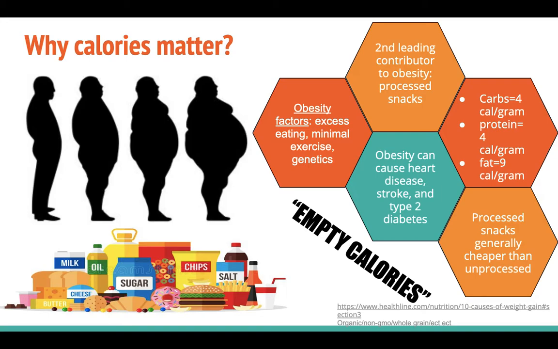Obesity can be the root of many other health issues, including heart disease, stroke, and type 2 diabetes. Carbohydrates provide 4 calories per gram, proteins provide 4 calories per gram, and fat provides 9 calories per gram, and processed snacks are generally cheaper than unprocessed snacks.